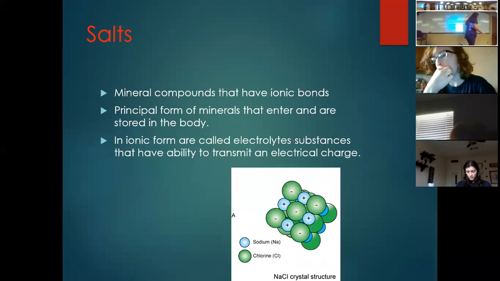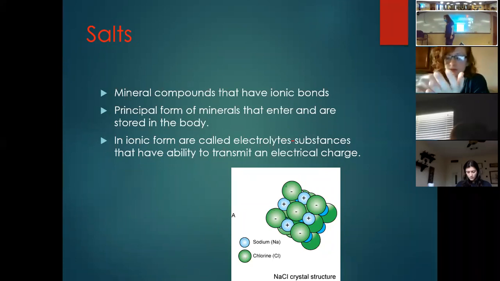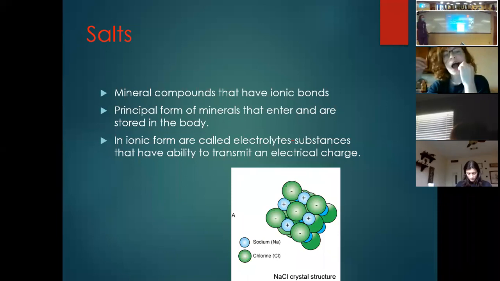Salts are the next inorganic compound. Here, the one we use most commonly as an example is sodium chloride. And when they are in an ionic form, meaning that they donated or picked up an electron, they have a charge. They have an electrical charge. And we call these electrolytes.